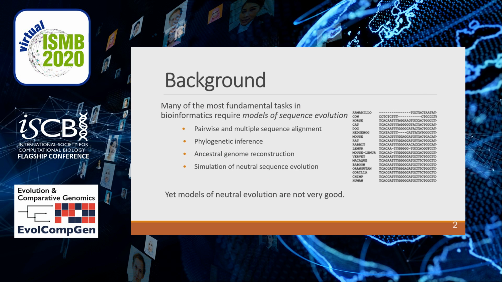Models of sequence evolution describe the rate at which mutations take place. Many of the most fundamental tasks in bioinformatics rely on these types of models, including pairwise and multiple sequence alignment, phylogenetic inference, ancestral genome reconstruction, and simulations of neutral sequence evolution. In our project, we aim to develop machine learning approaches to model sequence evolution, and to do so in a manner that considers the impact of the sequence context.